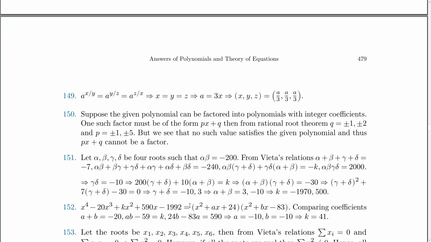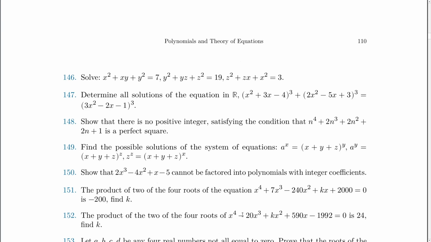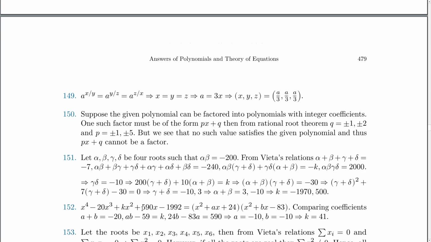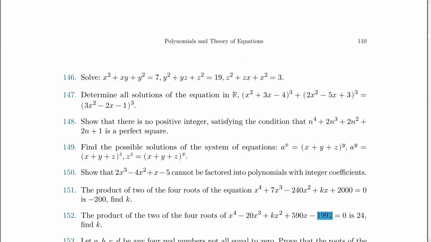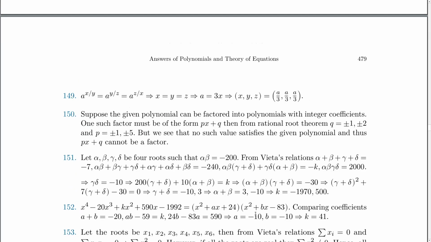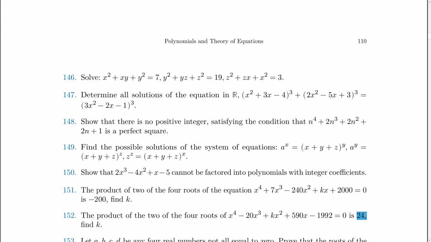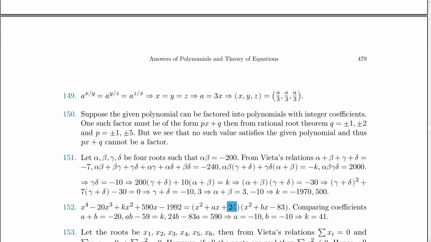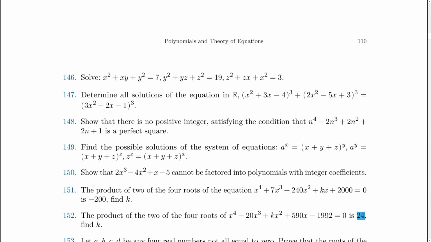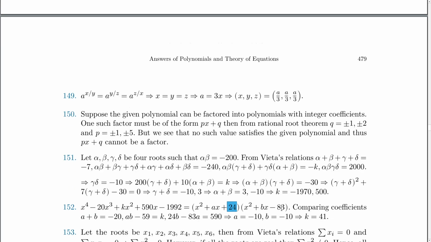So we let the given equation, sorry, not quadratic, it is of degree 4, be the product of two different quadratic equations, x squared plus ax plus 24 and x squared plus bx minus 83. So we factorize this. Okay. Now the product of two roots is 24. So we know that one of the terms, that is this term, product of two roots would be 24. So the other one is automatically minus 83.